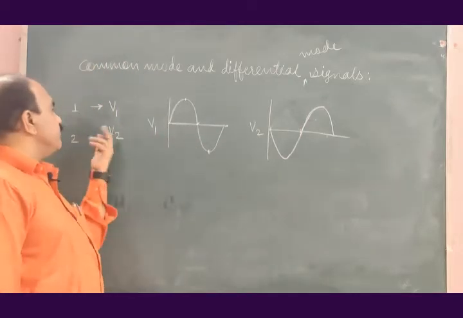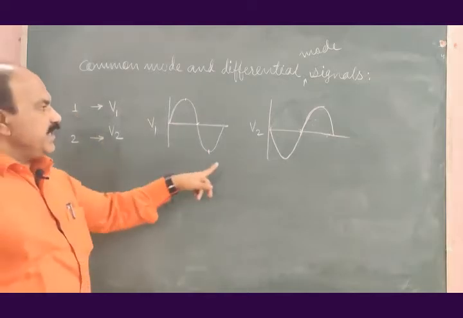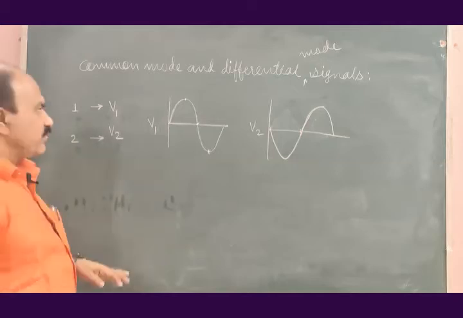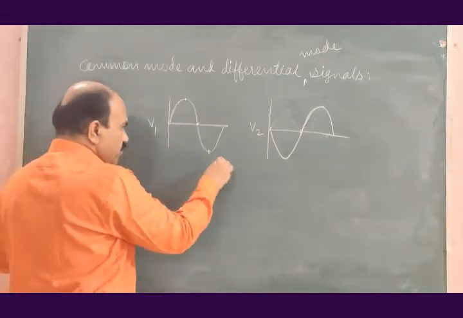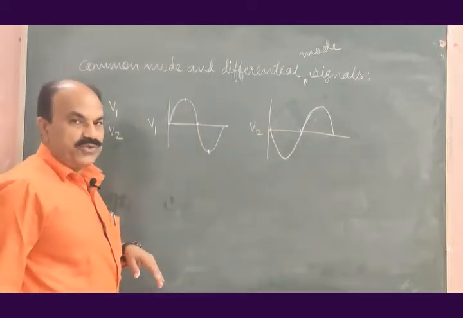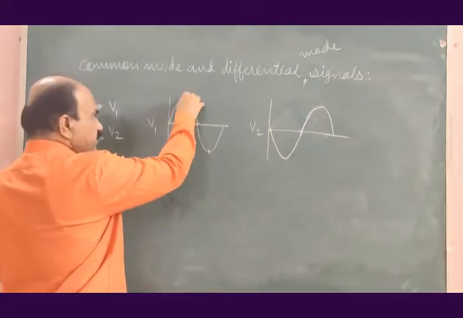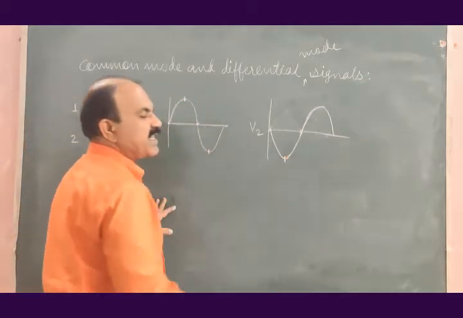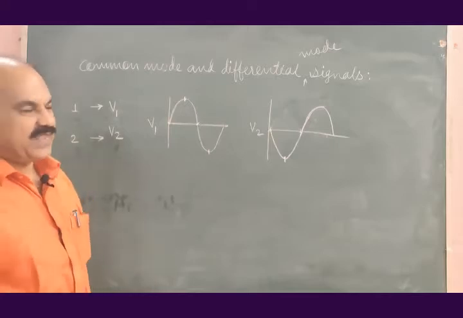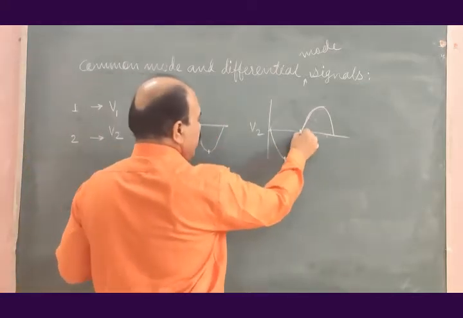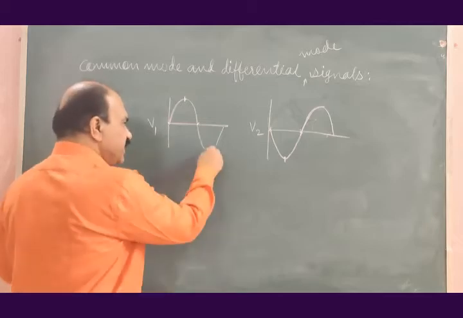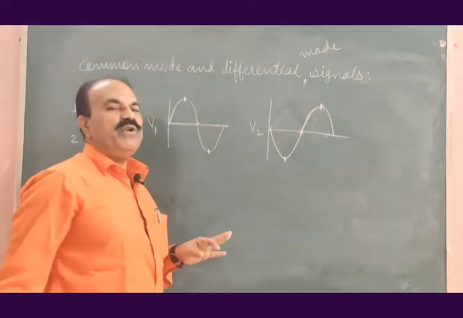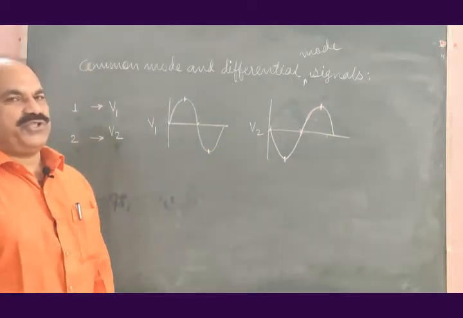Input voltage V1 is given to input 1, input voltage V2 is given to input 2. Now, when V1 is 0, V2 is 0. When V1 is maximum positive, at the same time V2 is maximum negative. When V1 is 0, V2 will be 0. When V1 is maximum negative, at the same time V2 will be maximum positive.